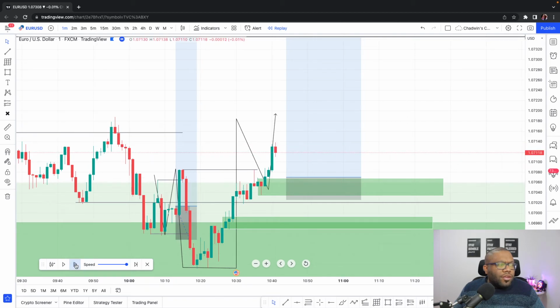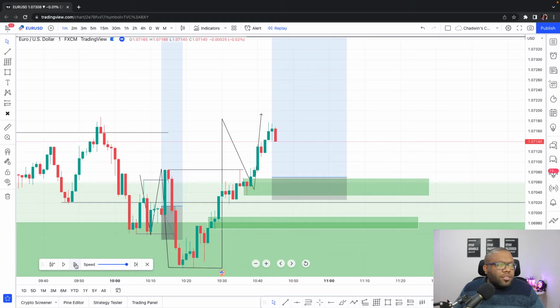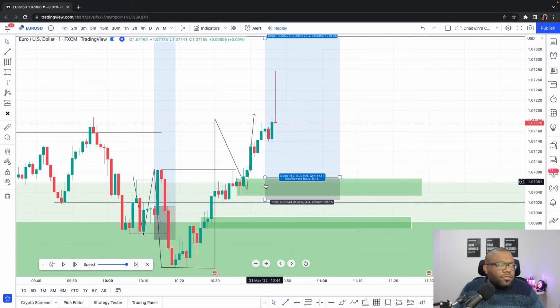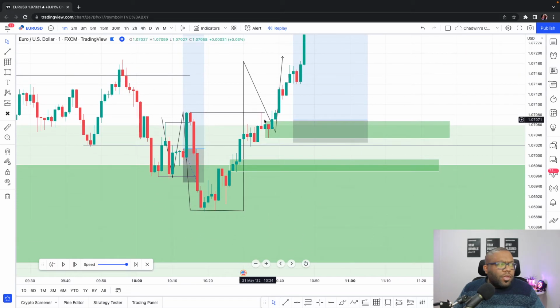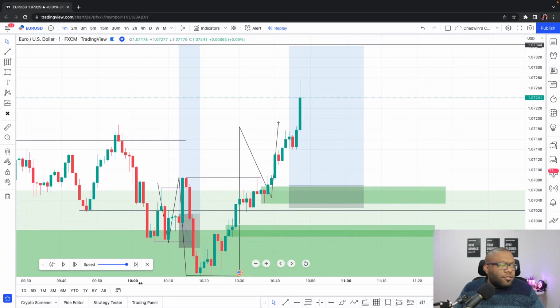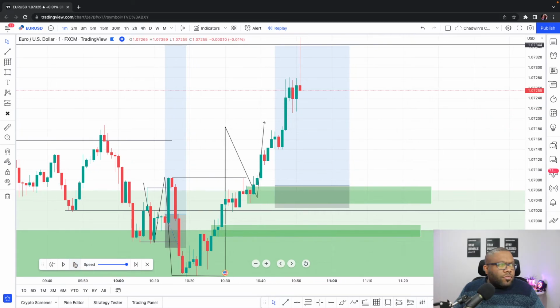Okay, it moves quite aggressively away. We're not going to change our bias. We're going to stick to that. Right, because this is the only valid area we have at the moment, because that's where the stop, break, and the re-entry takes place. So at this point, we have to just wait.